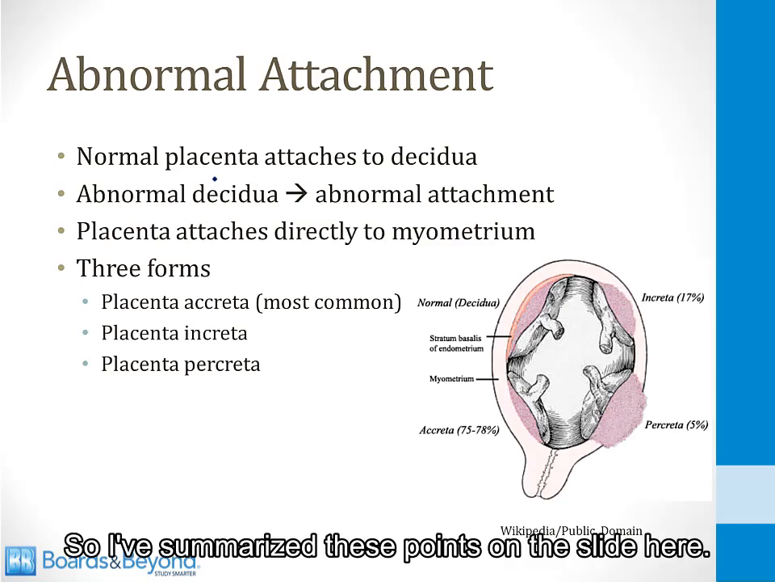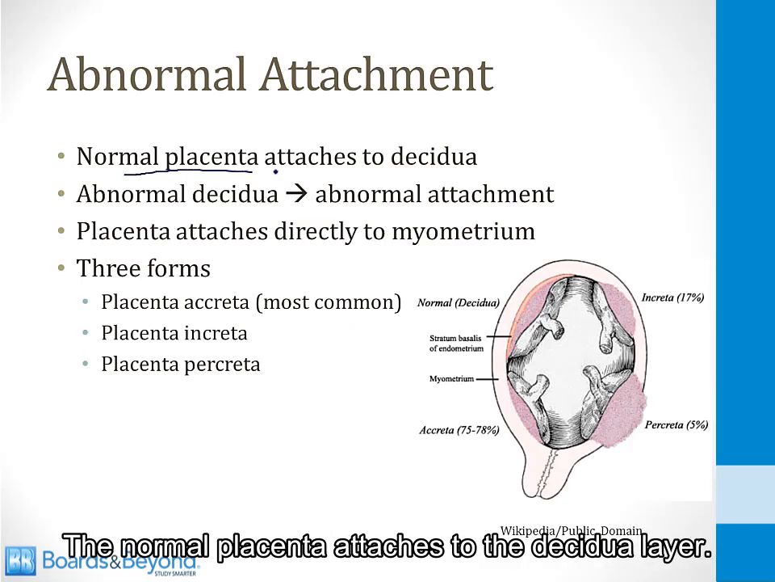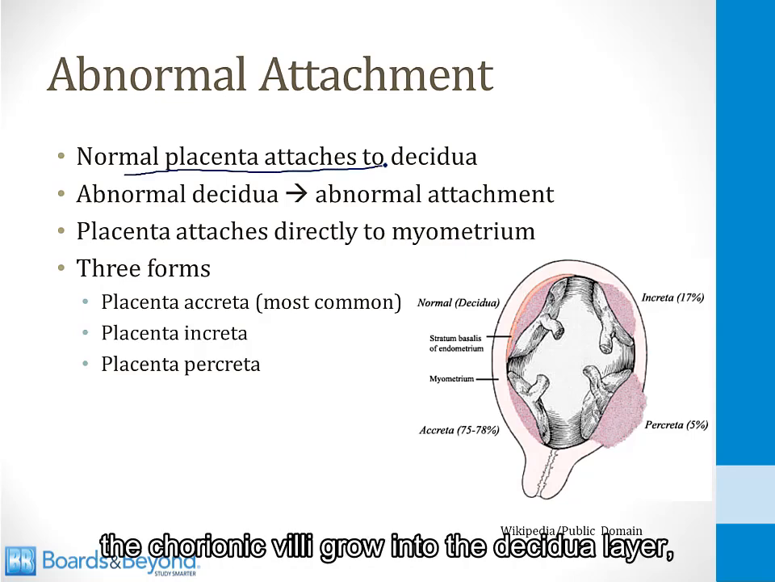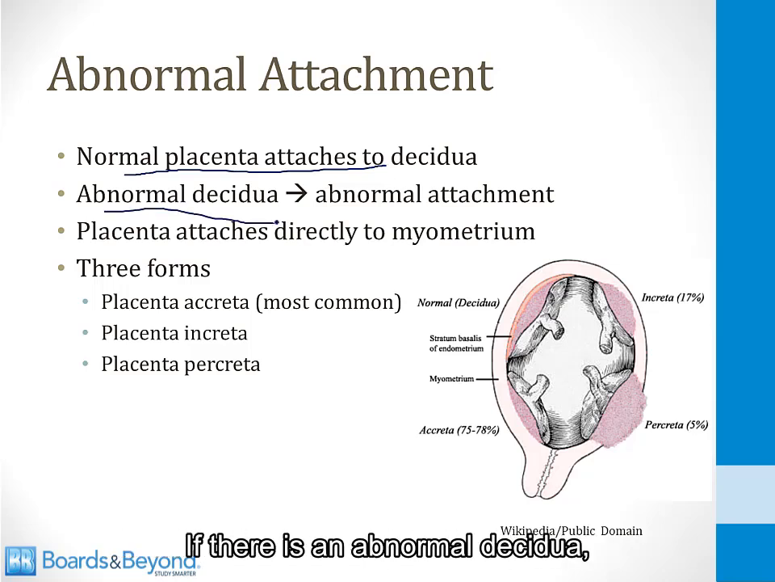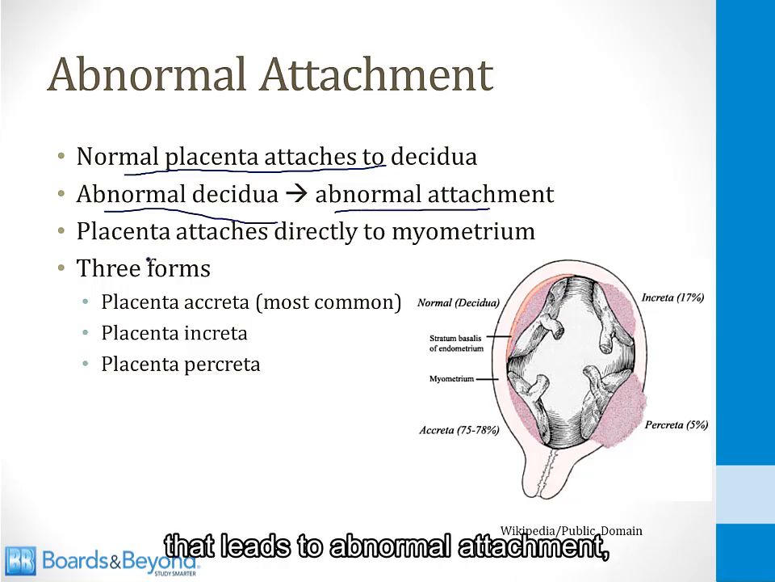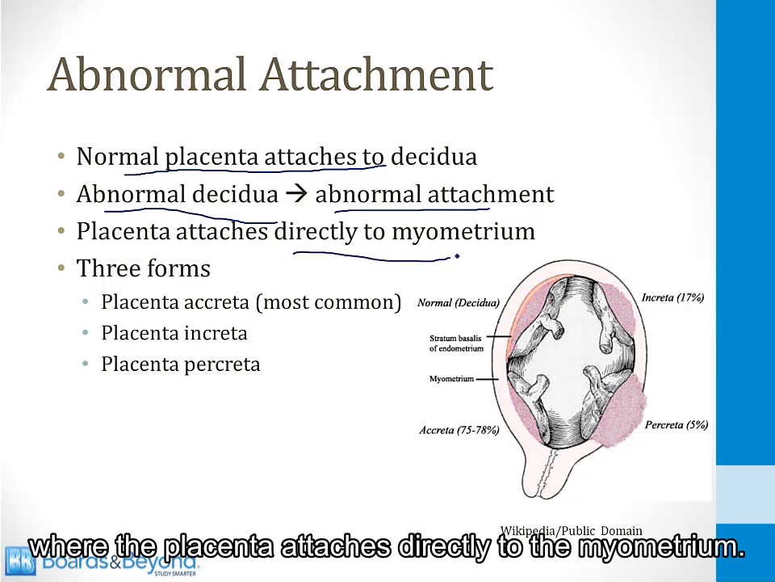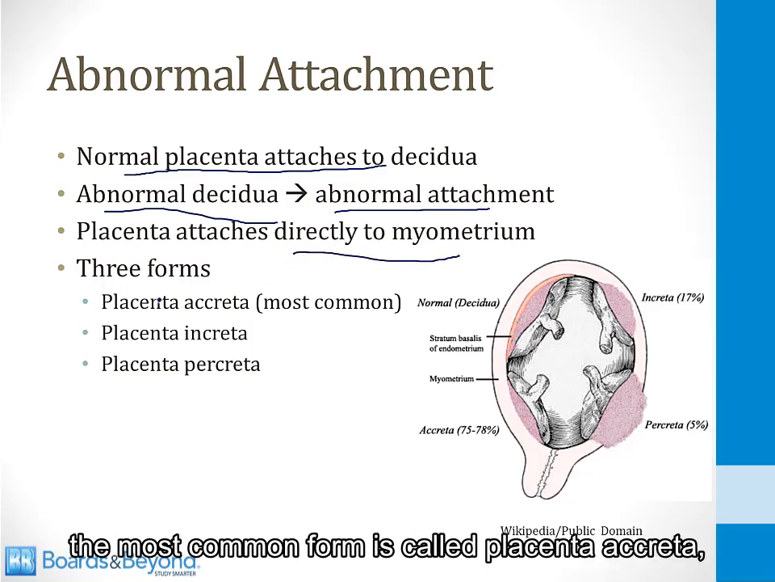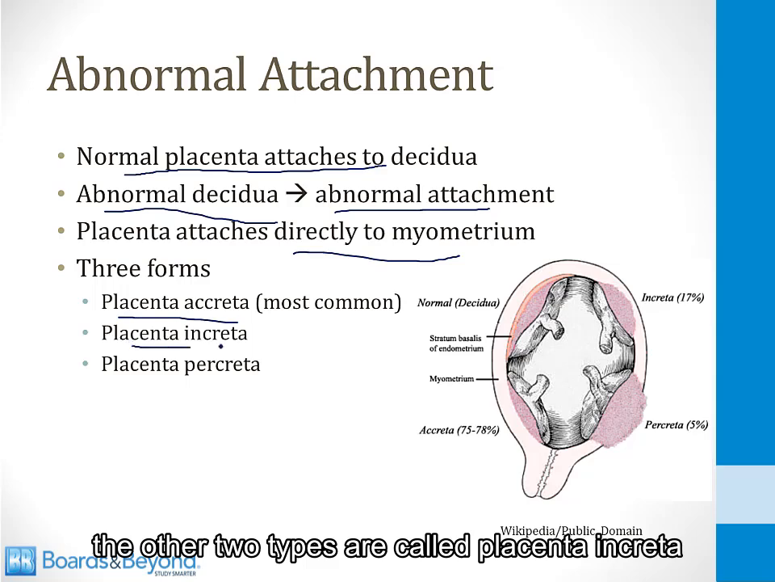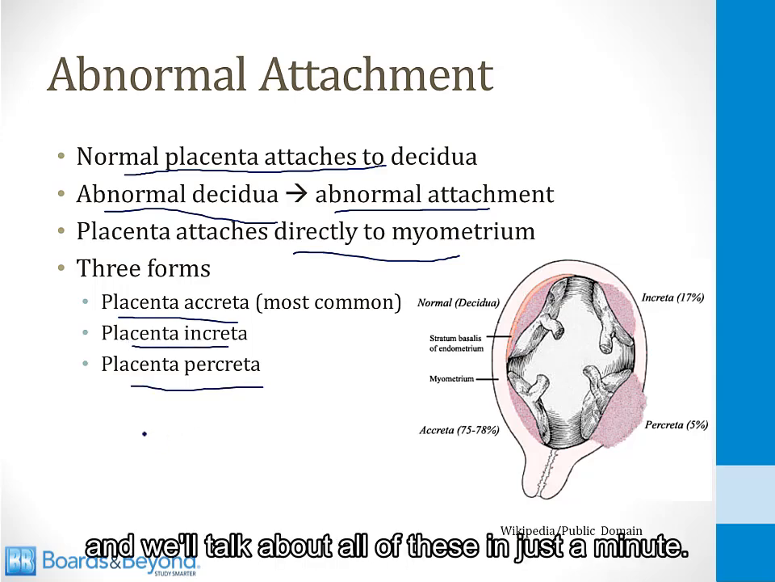So I've summarized these points on the slide here. The normal placenta attaches to the decidual layer, and by that I mean that the chorionic villi grow into the decidual layer, but they do not grow into the myometrium. If there is an abnormal decidua, that leads to abnormal attachment, where the placenta attaches directly to the myometrium. And there are 3 subtypes of abnormal attachment. The most common form is called placenta accreta. The other 2 types are called placenta increta and placenta percreta, and we'll talk about all of these in just a minute.